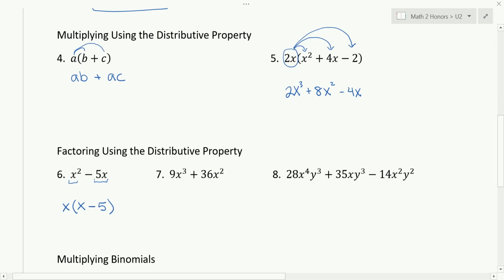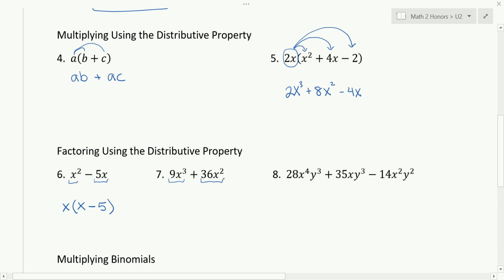Number 9, what can we factor out? An x squared? A 3x squared? A 9x squared? A 9x? So you have options, but when we factor out the greatest common factor, what is the most we can divide both of those by? We want to be greedy here.